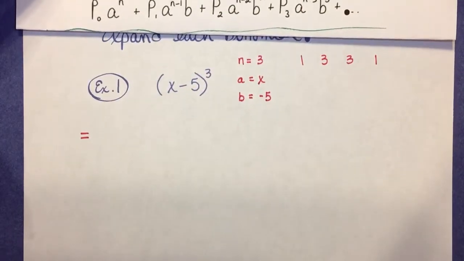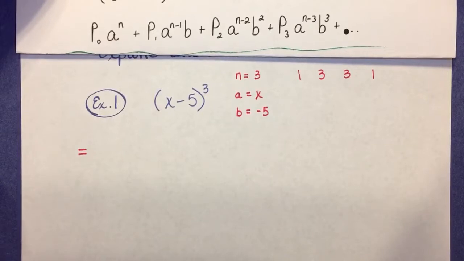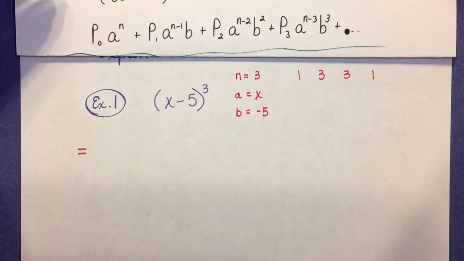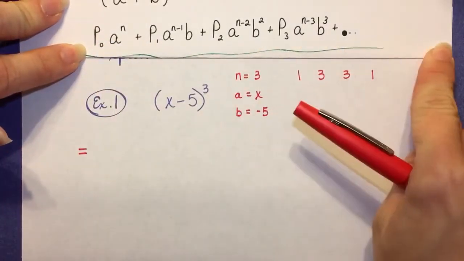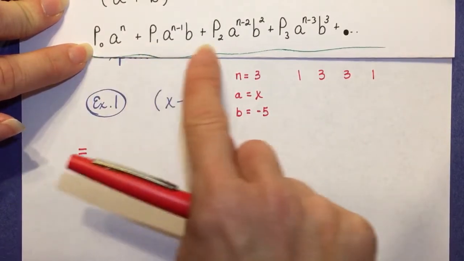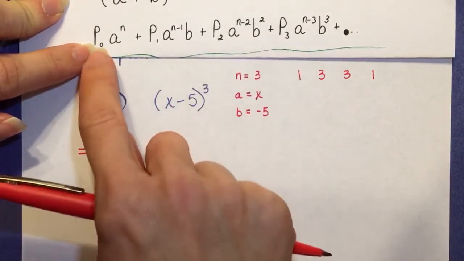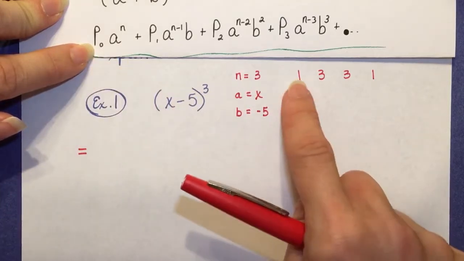Okay, I'm going to write this formula up here so I can point at it as we go. So you notice the P sub 0, P sub 1, P sub 2, P sub 3. Like I said, those are going to represent these numbers.